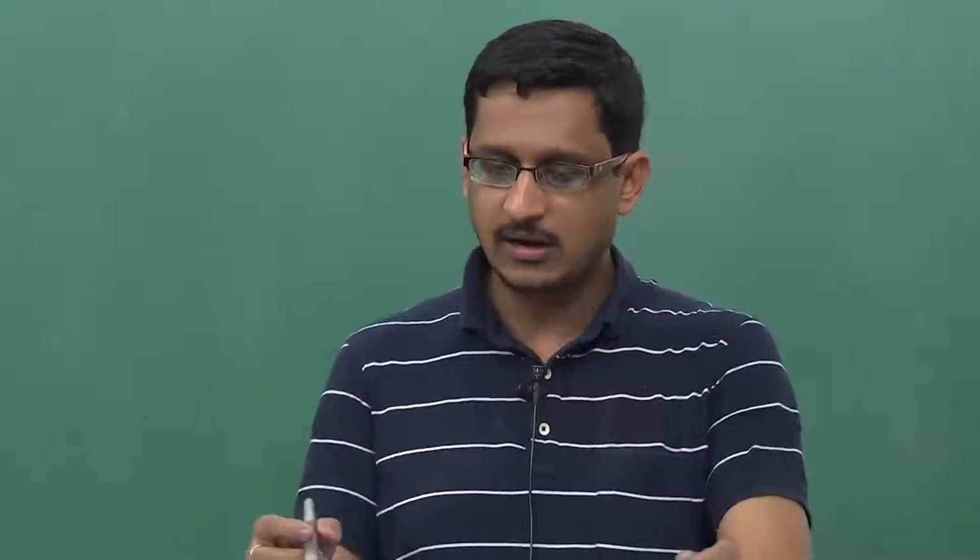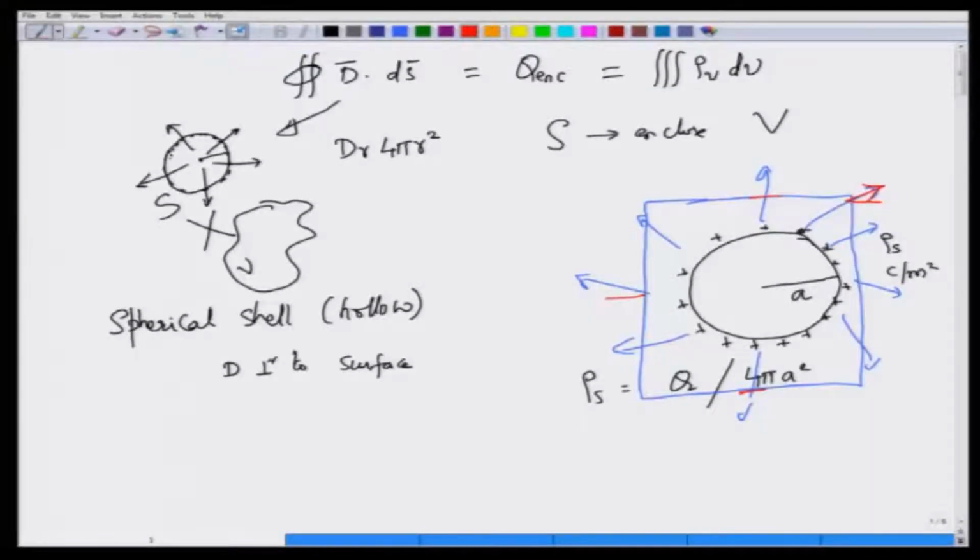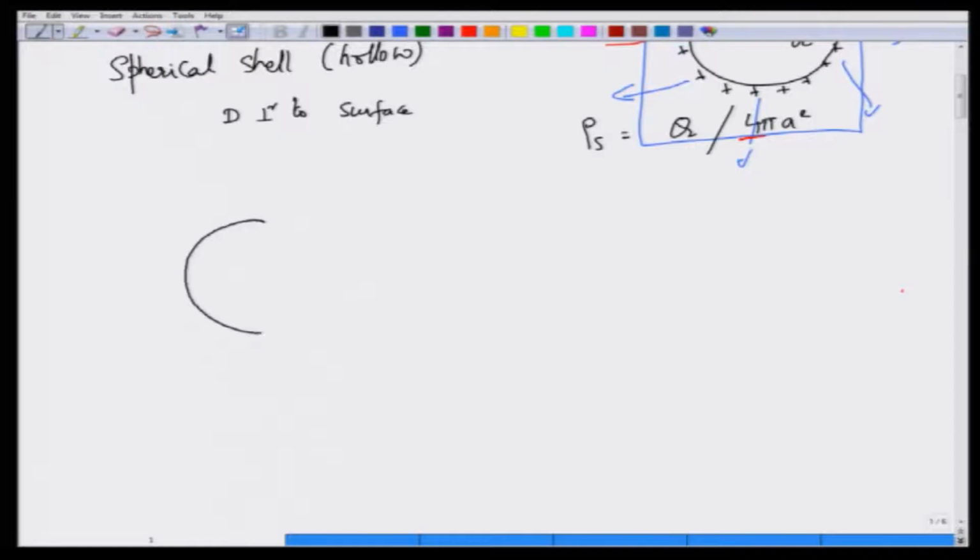So, with that in mind, I am going to choose a Gaussian surface which is going to be spherical. Let me redraw that Gaussian surface over here and apply the left hand side of Gauss's law, radius a. Now, I have to choose the Gaussian surface which also will be in the form of a sphere.